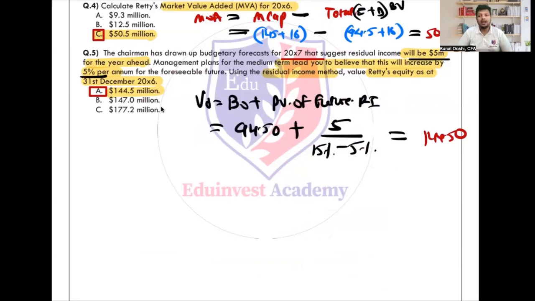Clear? Why did I use this? Because perpetual. They said Gordon's growth, constant growth. They haven't given you multi-stage information or anything as such. Clear? Everyone? Understood? Perfect. Okay.